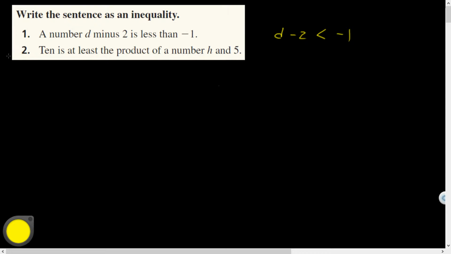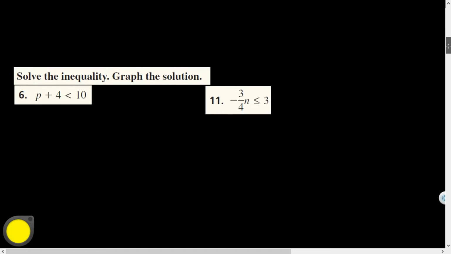So let's take a look at question 2 then. 10 is at least the product of a number h and 5. So 10 is at least. That means it could be equal or bigger. At least means that's the smallest it ever could get, and it's more than that most of the time. The product of a number h and 5, I could write that as 5h. So there we go. That's what we've got.